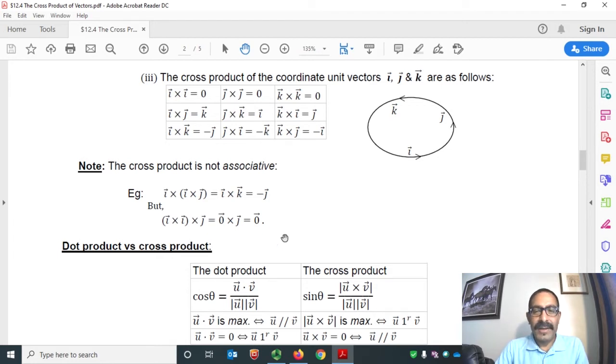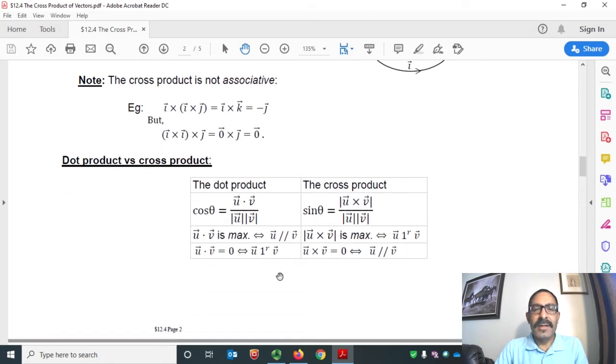Great. Next, there is a small comparison between the dot product of vectors and the cross product of vectors. The first column is the dot product, the second column is the cross product. In the dot product, it gives the angle between two vectors using cosine theta, so cosine theta equals u dot v over magnitude of u, magnitude of v. In the second column, the angle between two vectors is given by sine theta, magnitude of u cross v over magnitude of u, magnitude of v.